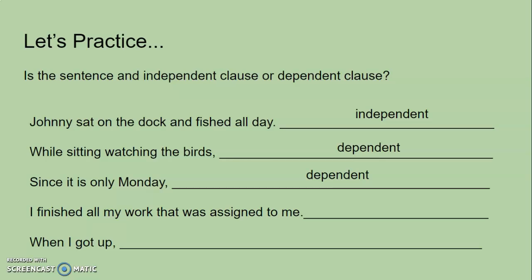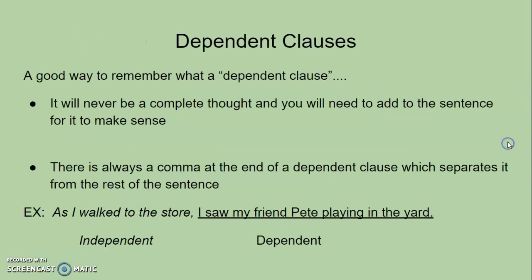Next one. I finished all my work that was assigned to me. Yep, you are right. Independent. That means it's a complete sentence. It doesn't need any information. It stands alone as a complete thought. And the last one. When I got up, and that is it. That again is dependent. It needs more information. It depends on more information to make sense.